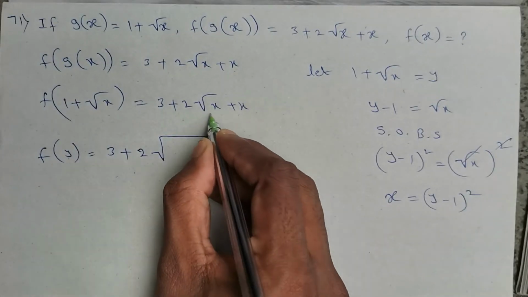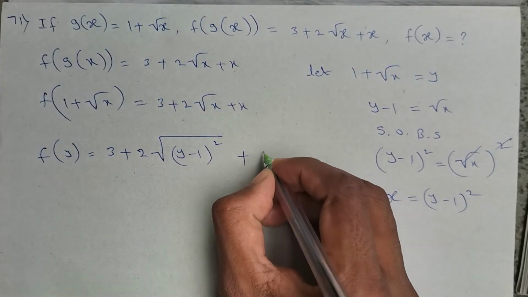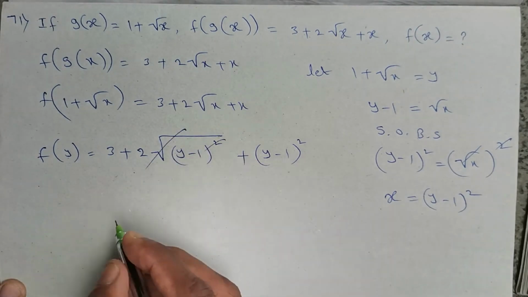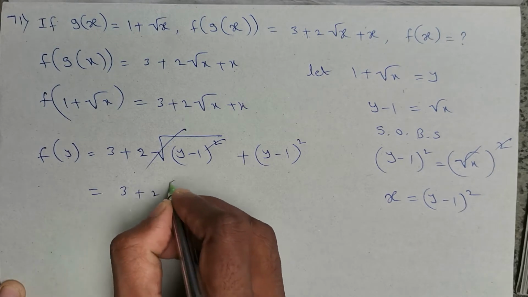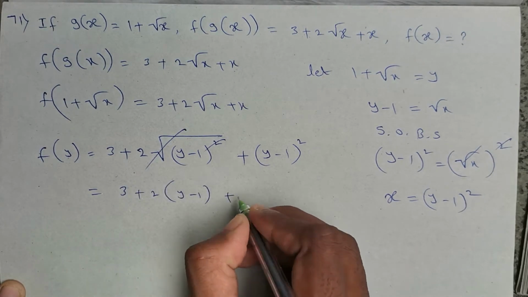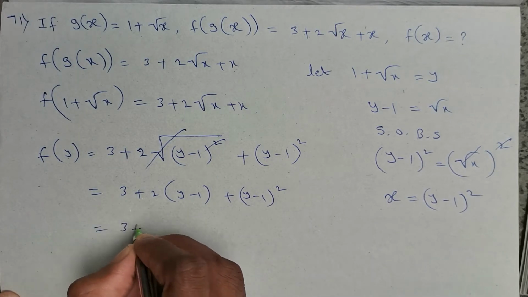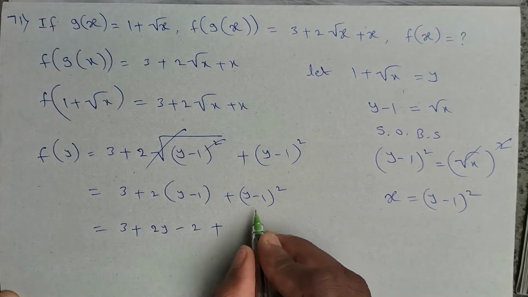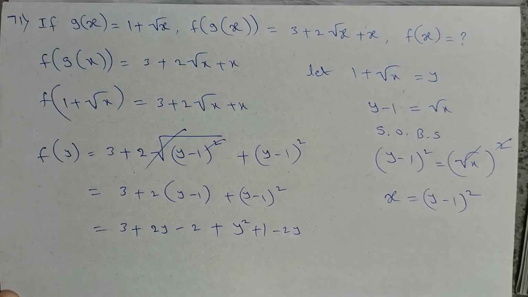So under root, in the place of x, y minus 1 whole square, plus x value y minus 1 whole square. Here square root and square cancel. So f of y is equal to 3 plus 2 into y minus 1 plus y minus 1 whole square. Which is equal to 3 plus 2y minus 2, plus, this is the a minus b whole square formula, so a square plus b square minus 2ab.